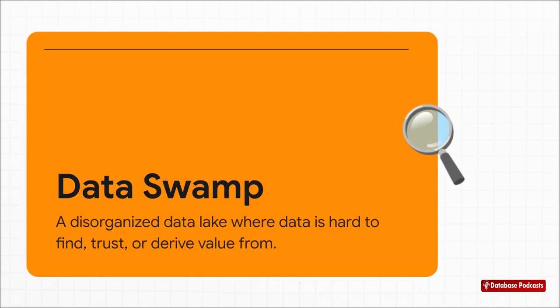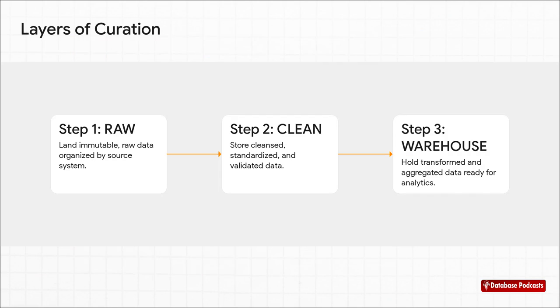A data swamp is pretty much what it sounds like. It's a data lake that's become so disorganized that you can't find anything, you can't trust the quality of what you do find, and getting any value out of it is a monumental task. It's basically where data goes to die, which is the exact opposite of what we're trying to do here. The antidote, the solution, is structure. Not a rigid database-style schema, but a well-thought-out, logical folder structure that creates layers of curation.